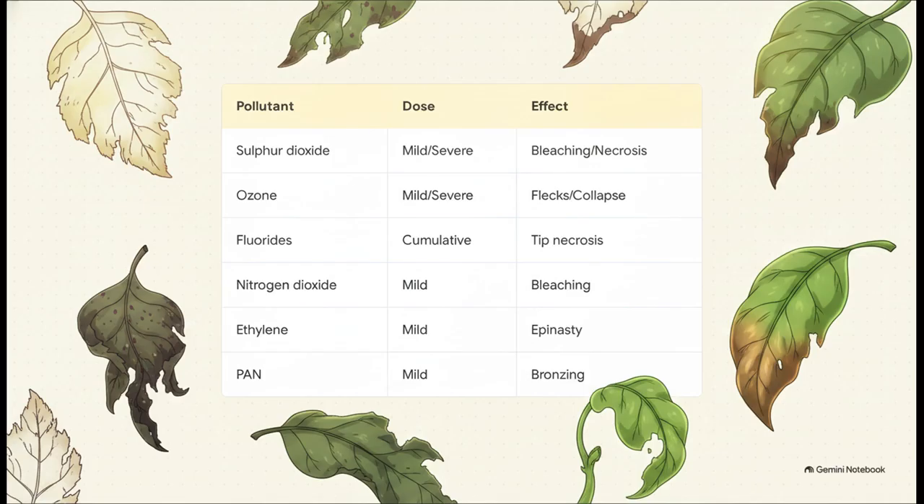Fluorides uniquely cause a cumulative necrosis right at the very tip of the leaf, while a pollutant like PAN specifically targets young leaves, causing a strange bronzing effect on their lower surface. Ultimately, the visual symptoms dictate the source.